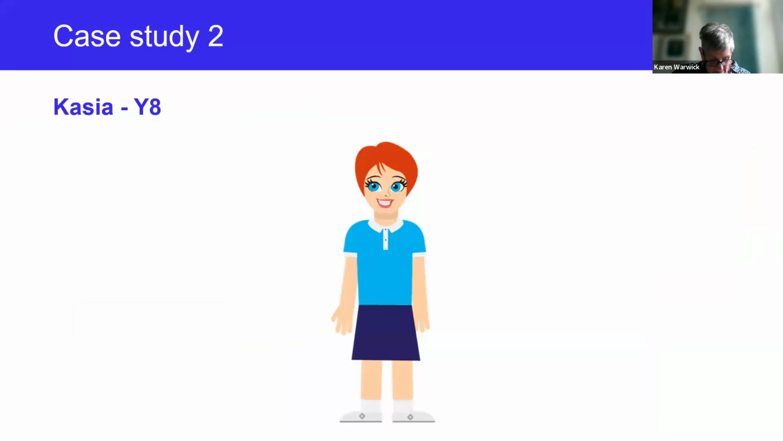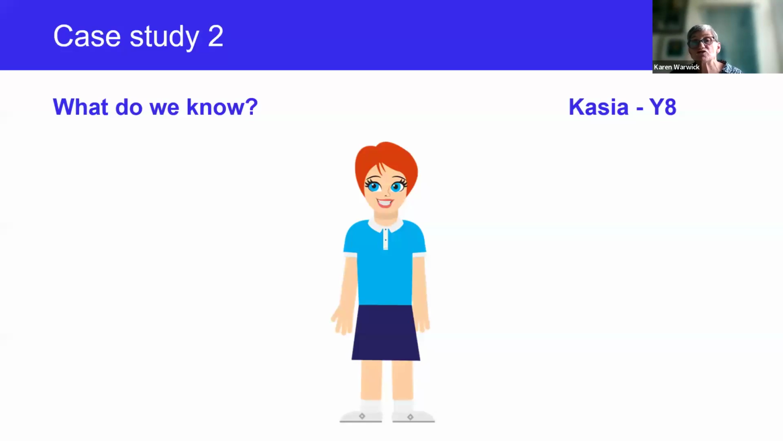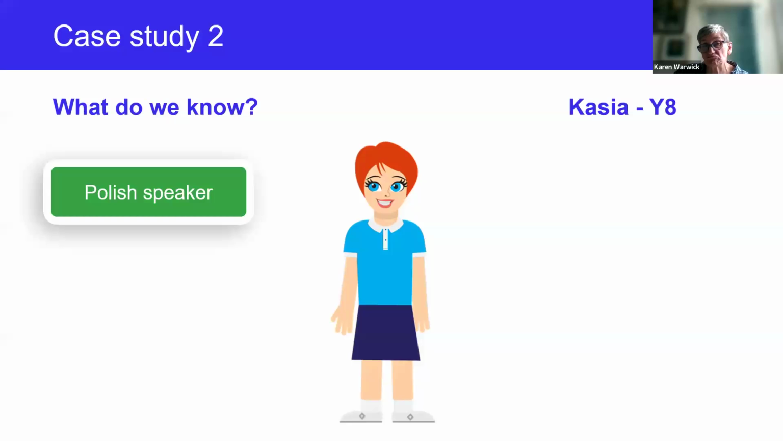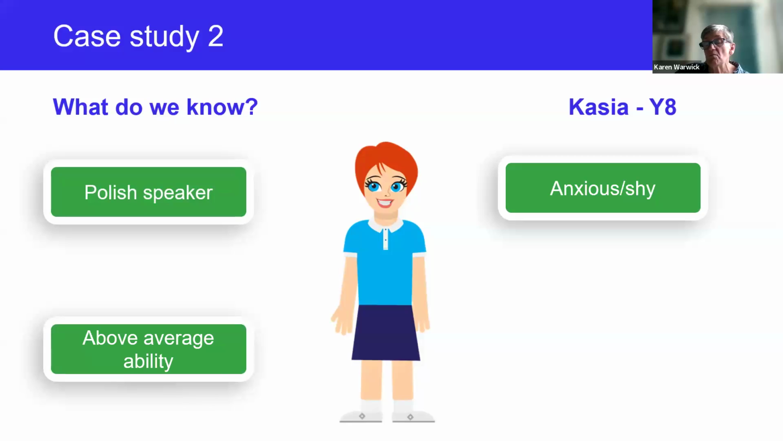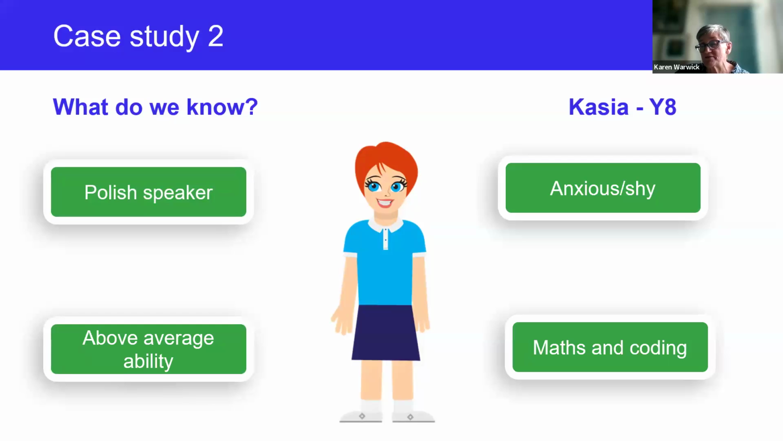And the next case study, very aware that we've got 3 minutes left, is Kasia, who's from year 8. Now, Kasia has come from Poland, and she joined secondary school at the beginning of year 8 in about October. And this is what we know from our profiling and gathering information from her parent: as I said, she's Polish. She's above average in her ability, but she's very anxious and she's very shy. And she loves maths and she's really good at coding. So we know quite a lot about her.